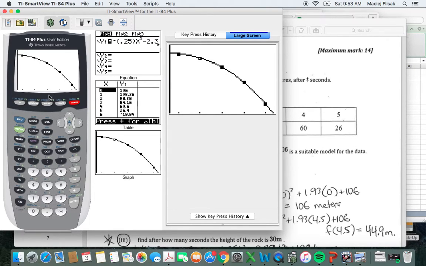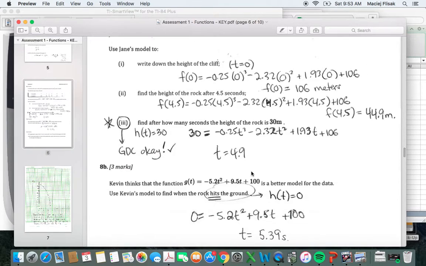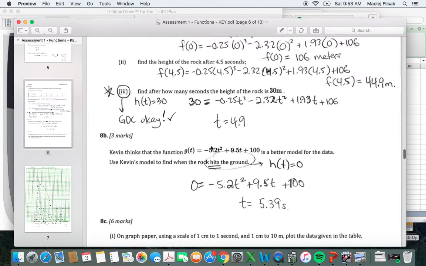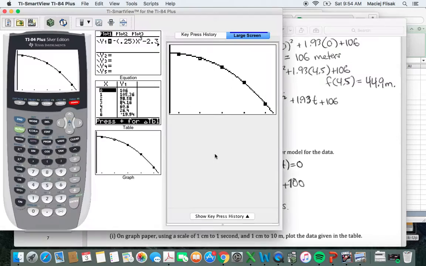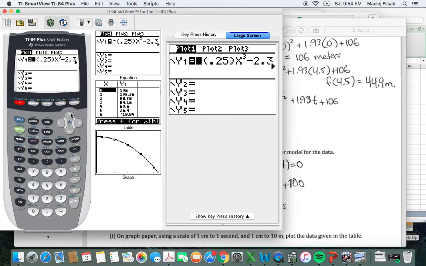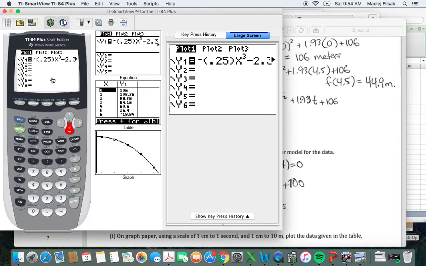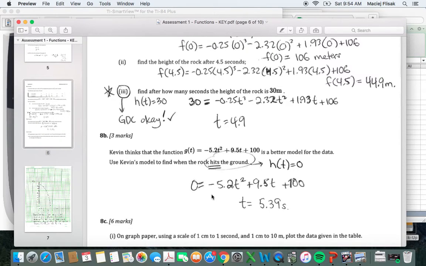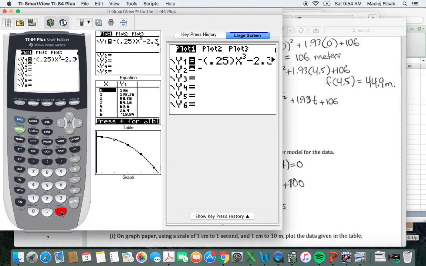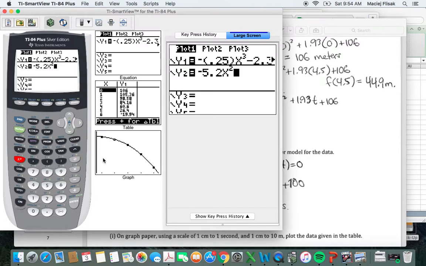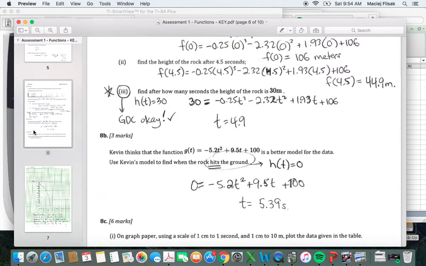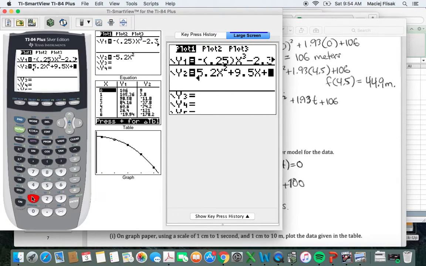But she found the exact perfect equation to match the points almost perfectly. It's great. All right, let's look at his, because he's arguing, hey, my name is Kevin, and I gave you this function. I think this is a better model. So let's enter his and see what the graph looks like. I'm going to go back to here. You can go to y2 and enter another function. So his begins with negative 5.2x cubed, and then x squared, plus 9.5x plus 100.